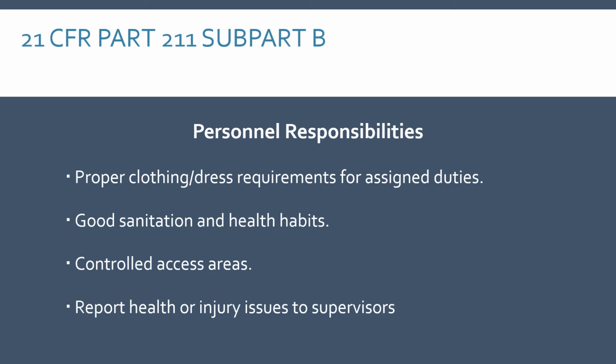And also, employees have a responsibility to report health or injury to their supervisors. If they have open wounds or they are themselves under the weather, they should not be working near a product, or they should take measures to cover an injury or a wound so that it does not impact the product or the production. So those are some responsibilities that personnel have as employees of a pharmaceutical manufacturing company.